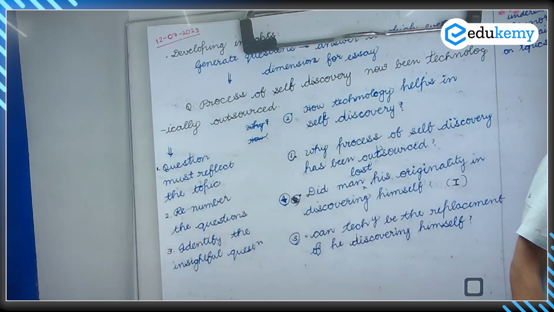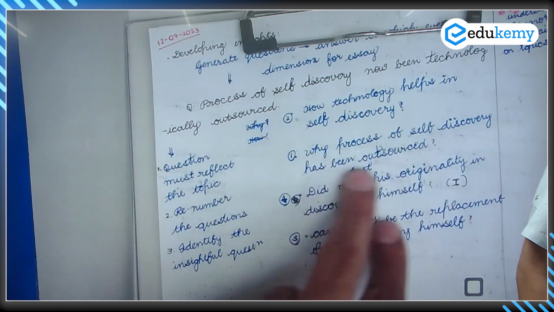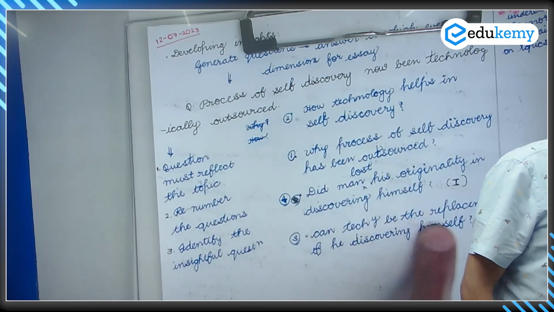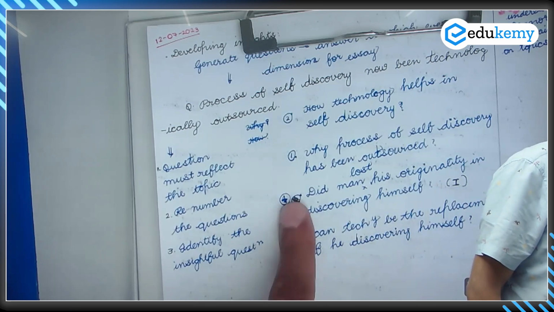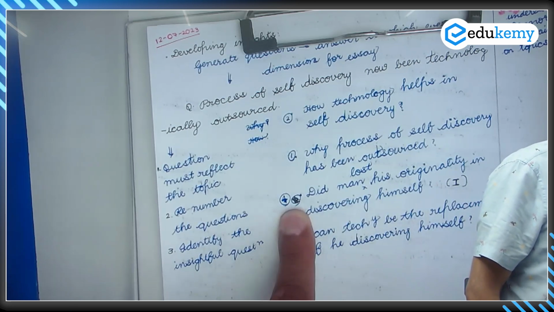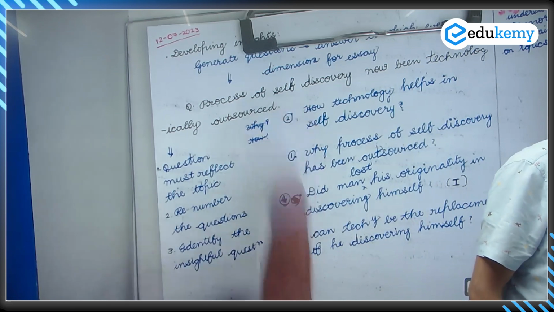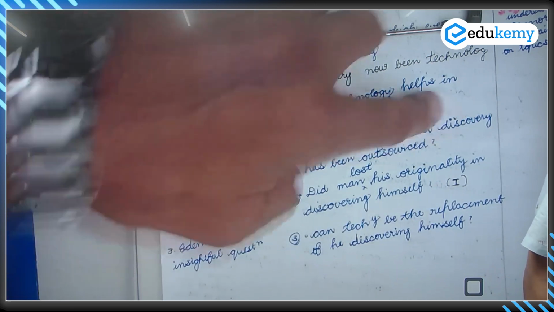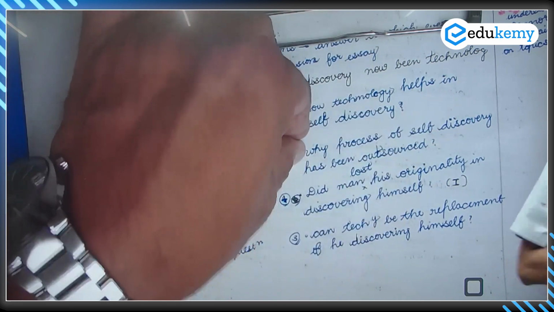How technology helps in self-discovery. Why the process of self-discovery has been outsourced. Did man lose originality in discovering himself? Can technology be replacement of discovering himself? This is missing the topic. Why the process had been outsourced? Okay. How technology helps. So maybe I'll combine these two questions together. Why is it outsourced and how does technology help? I'll put them together as one question.